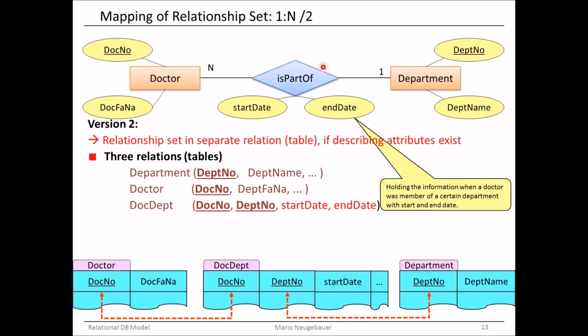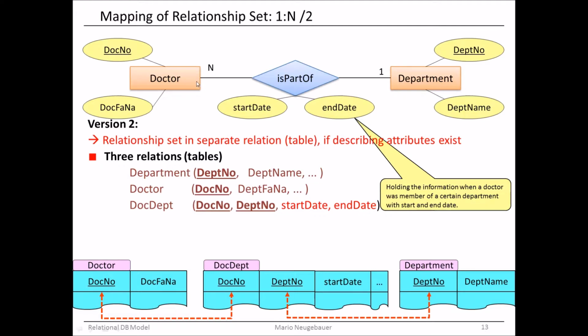And in between we have the relationship set that the doctor is part of, or is member of, a certain department. A doctor out of the set of doctors might be member in one department. So a doctor is never assigned to many departments, only to one department. And a department from the set of departments has many doctors assigned to it. So 1 to n in this case.